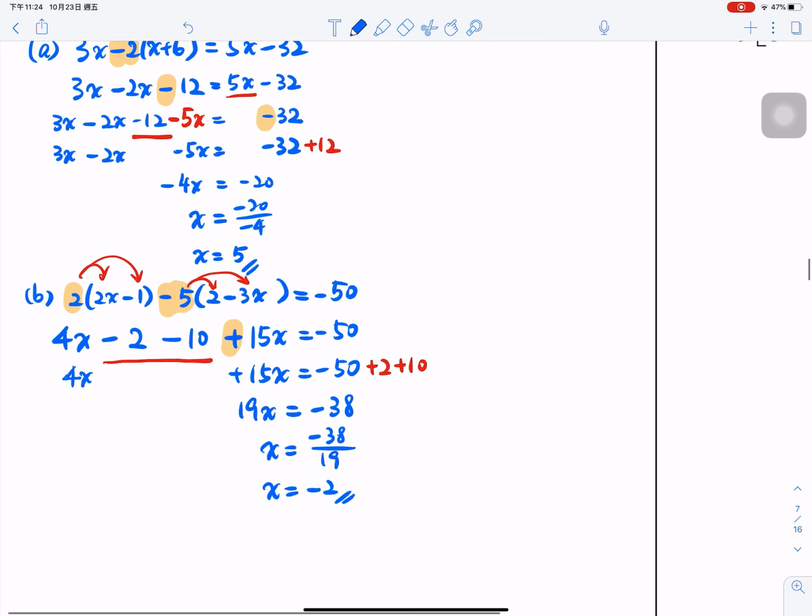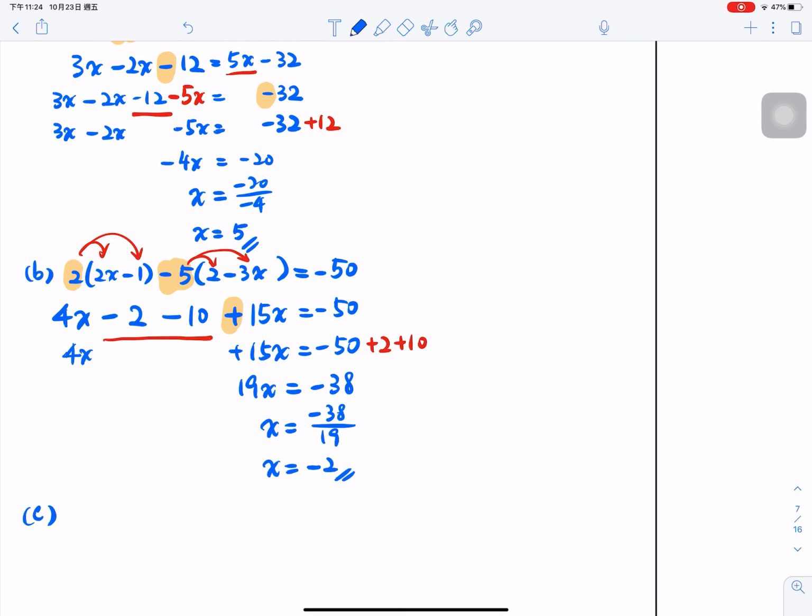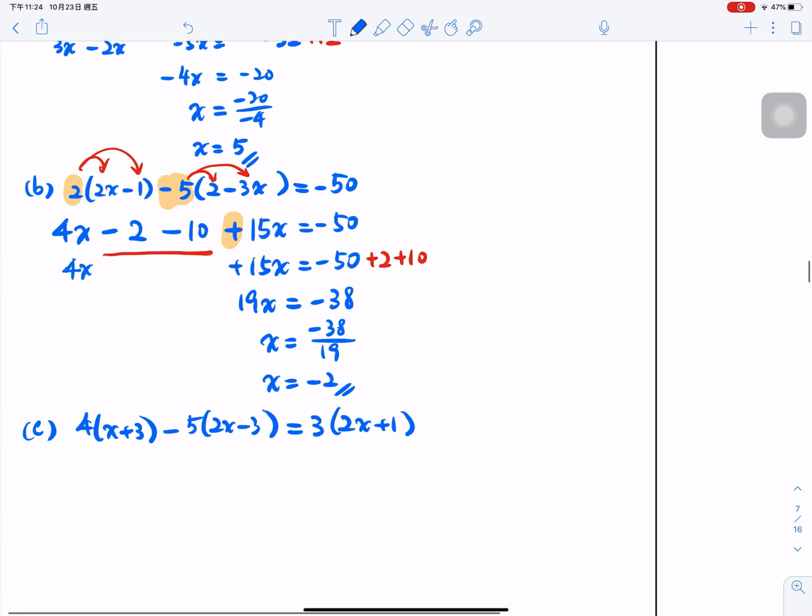Understand? Part C. Part C, 4 times x plus 3 minus 5 times 2x minus 3 equals 3 times 2x plus 1. Okay. 4, you need to multiply into x and 3. Same as minus 5, you can read it as negative 5 times into these two terms, 2x minus 3. At the same time, 3 times 2x and then 1.